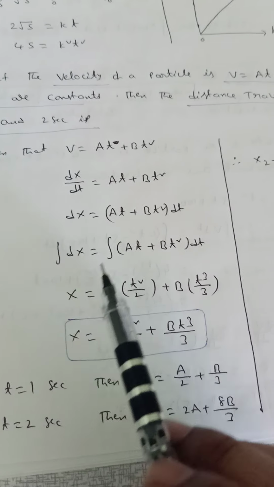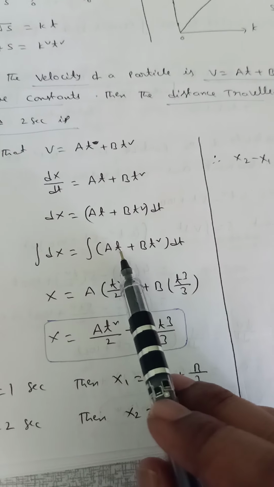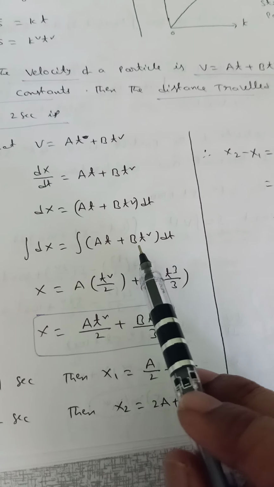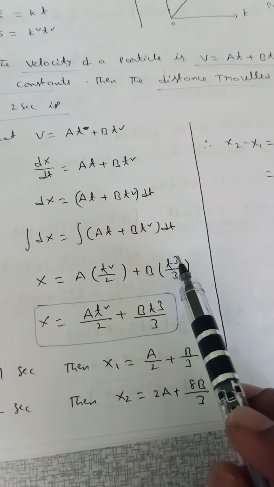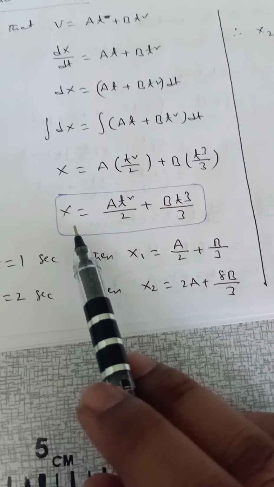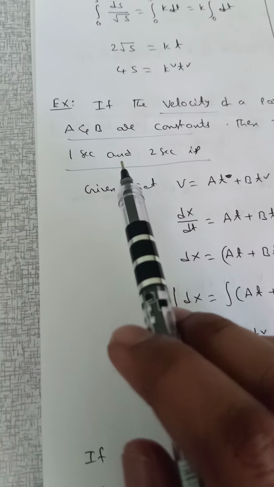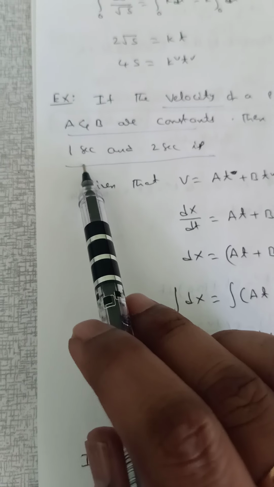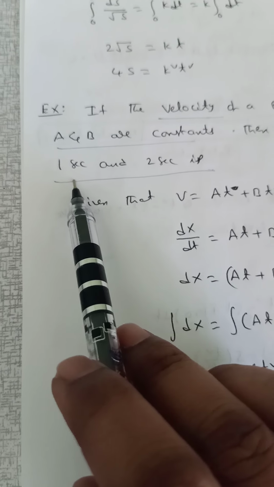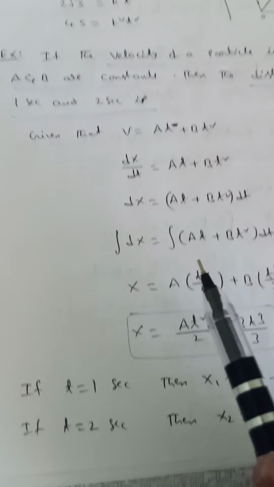Integral dx means x. A is the constant, t integrates to t square by 2. B is constant, t square integrates to t cube by 3. So x is equal to at square by 2 plus bt cube by 3. Now calculate the position at time t is equal to 1 second and t is equal to 2 seconds.